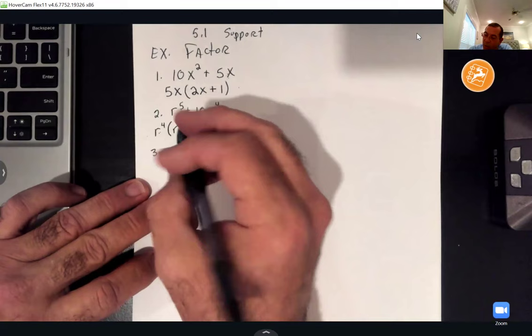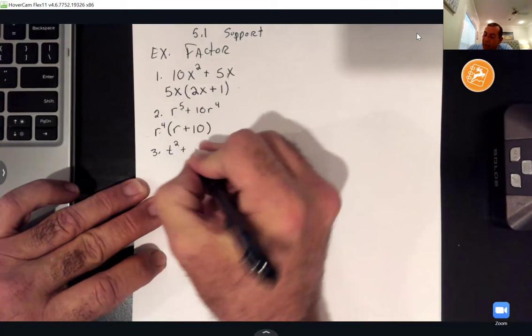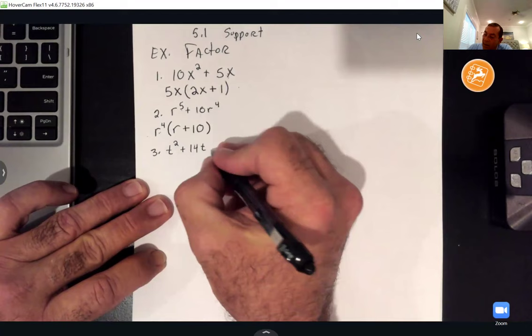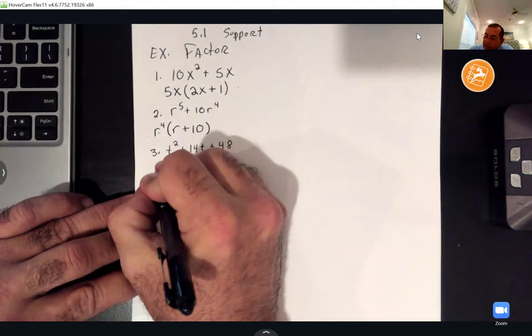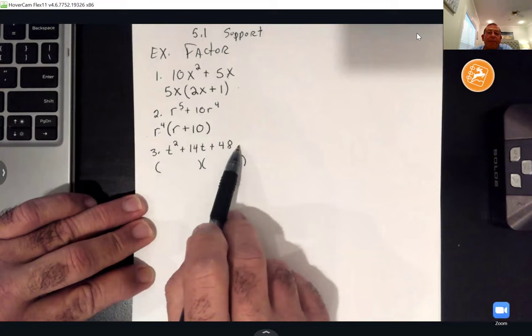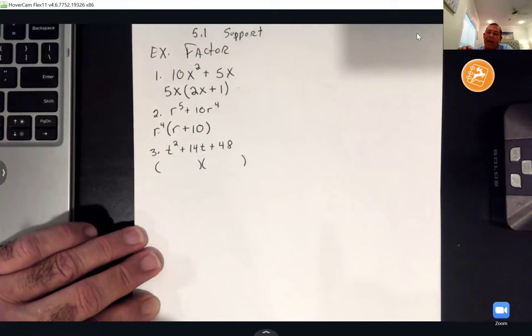Then they're going to hit you with stuff like t squared plus 14t plus 48. So these are trinomials. These will factor into parentheses. And notice, they didn't have a common factor because this one doesn't have a t in it. So I don't have to worry about pulling out a greatest common factor.